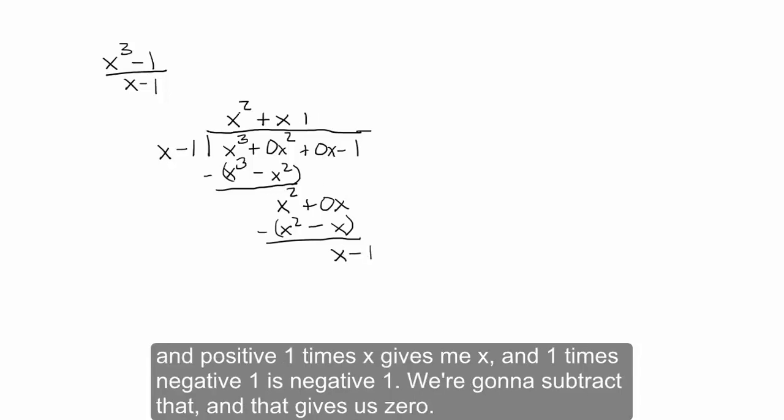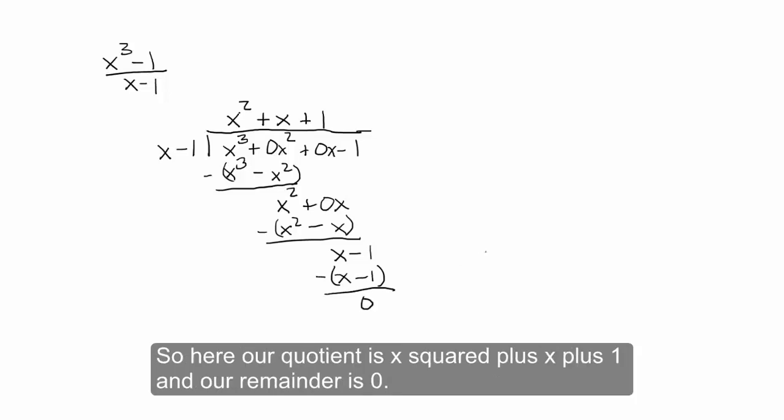And positive 1 times x gives me x. And 1 times negative 1 is negative 1. We're going to subtract that, and that gives us 0. So here our quotient is x squared plus x plus 1, and our remainder is 0.